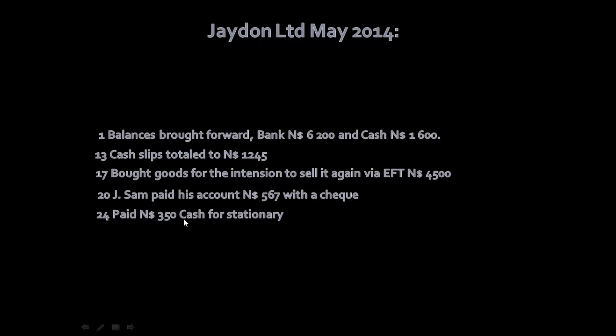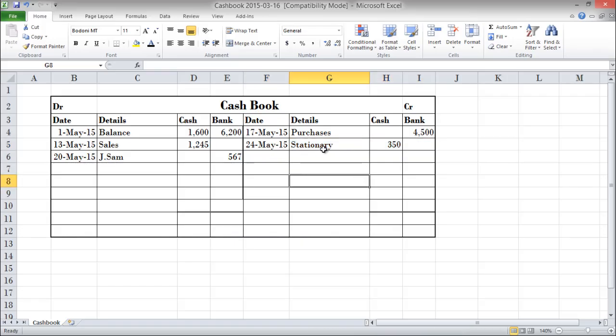On the 24th, stationery was paid with cash. Since stationery is being paid for, this will result in an outflow of funds. When money is flowing out of the cash book, we put it on the credit side. And the 350 was paid in cash, so this will be put in the cash column. So there we have it. 24th of May, details will be stationery and 350 in the cash column.